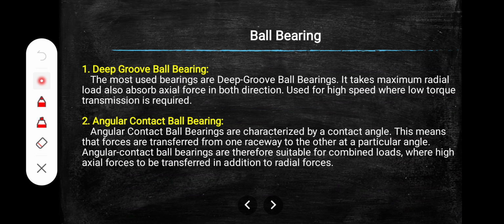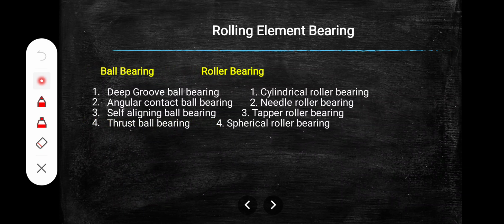Next we come to the ball bearing, mainly the ball bearing types. One thing I forgot to discuss about the rolling element bearing: it mainly consists of four parts. One is the inner ring. Sometimes in a bearing the inner ring is fixed, sometimes the inner ring is rotating. The other is the outer ring, then the rolling element like ball or roller, and the cage.